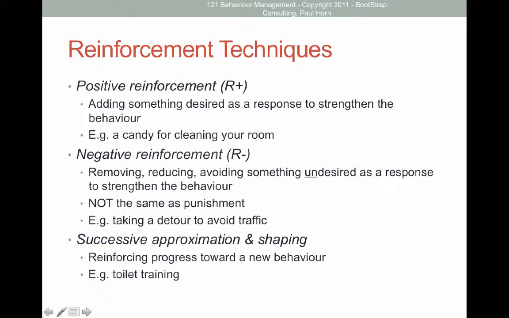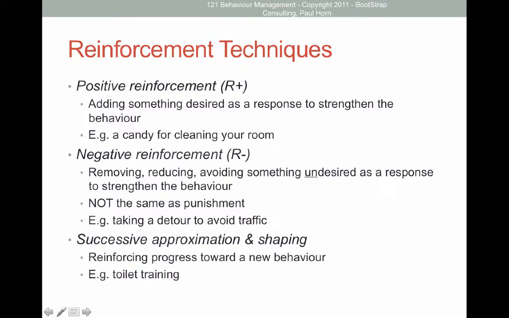Negative reinforcement is still reinforcement. It still makes behavior happen more frequently. It improves the behavior. And negative reinforcement is just like positive. It's referring to the negative mathematical function. Subtraction is what negative means. It doesn't mean unpleasant or bad. It is not the same as punishment. Negative reinforcement is removing, reducing, or avoiding something undesired as a response to strengthen the behavior.